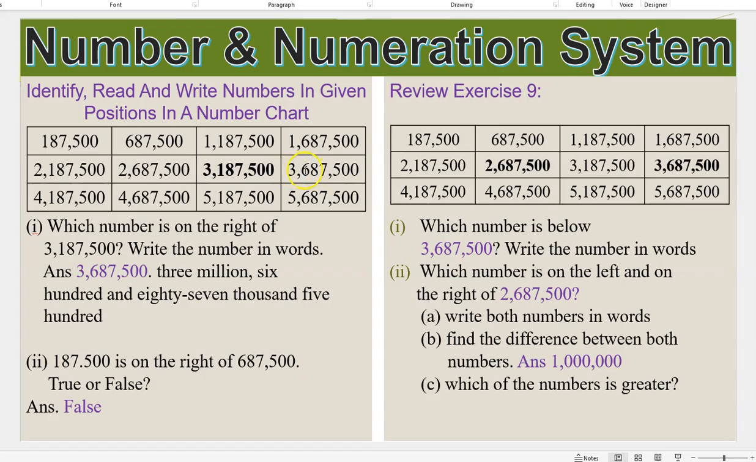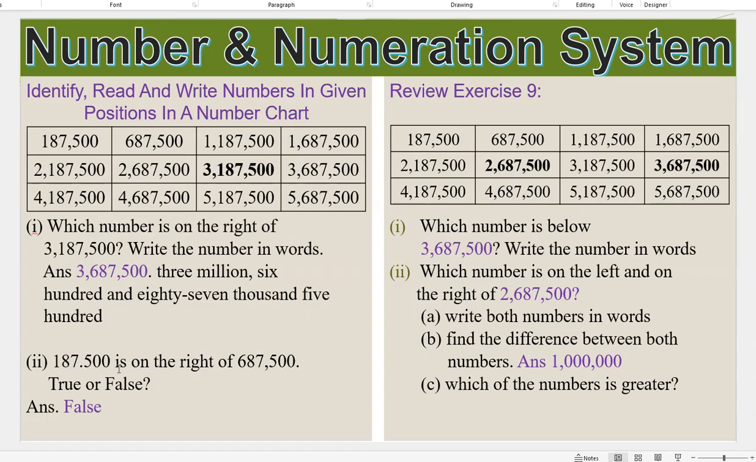3,687,500 is on the right of 3,187,500, and that's the answer. Write the number in words. So 3,687,500. Question 2.